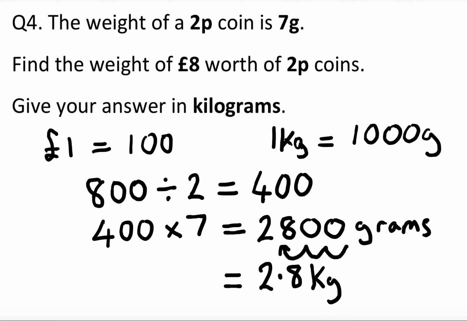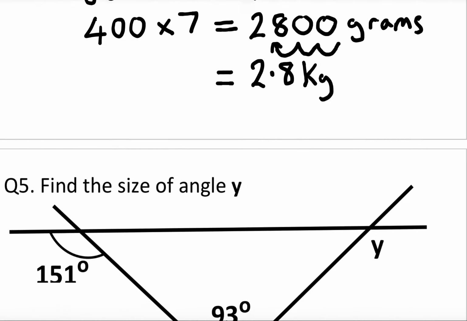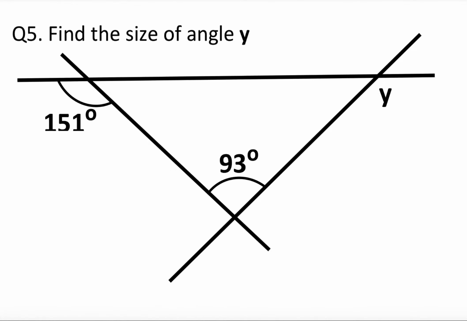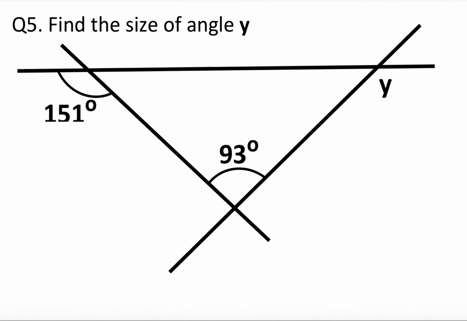Okay, let's move on to question 5. Oh, right. This is all to do with degrees and angles. Question 5. Find out the size of angle Y. So we're given some straight lines and we've got some angles in there, and we've got a missing angle of Y. And the straight lines cross each other and give you a sort of triangle.